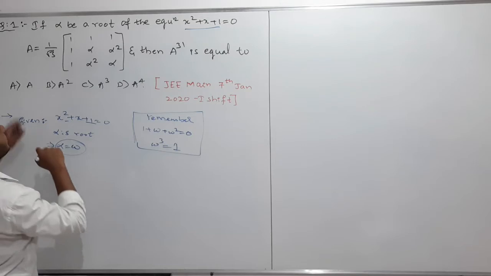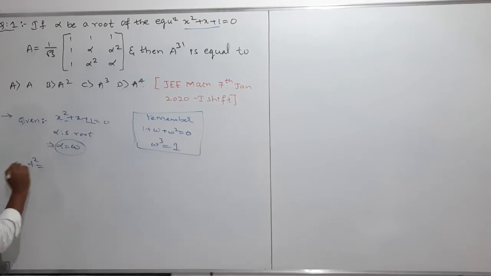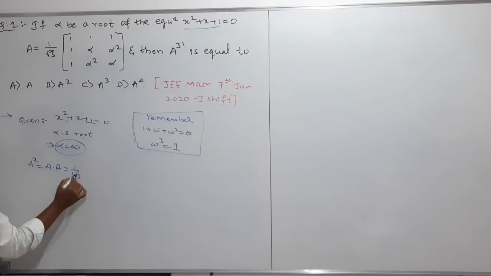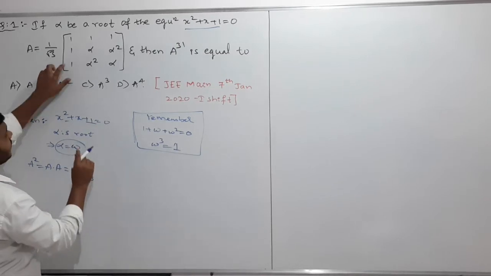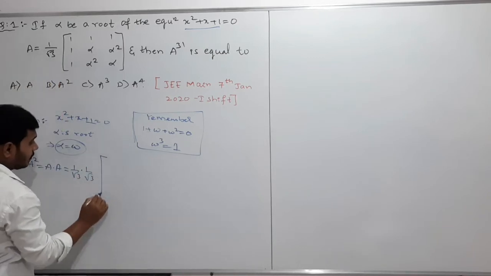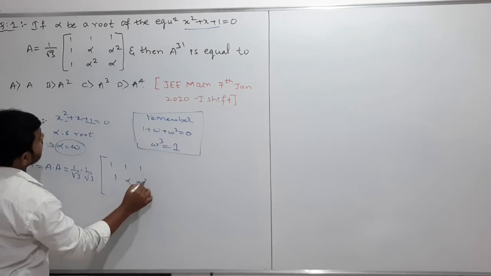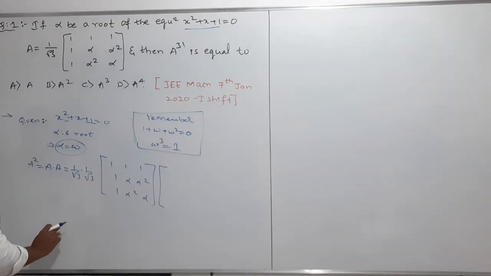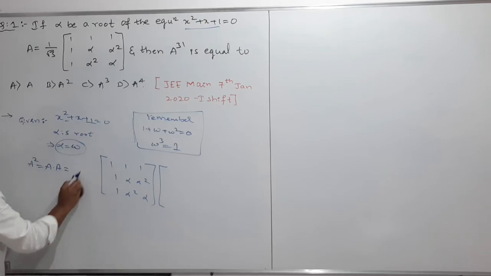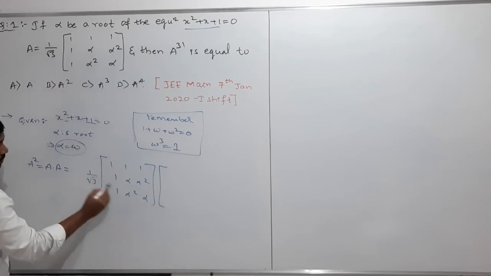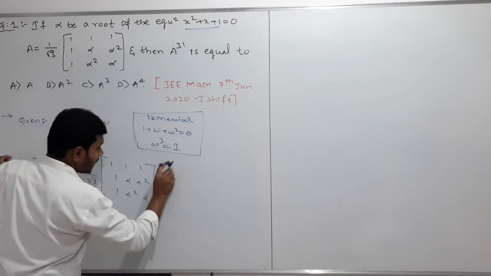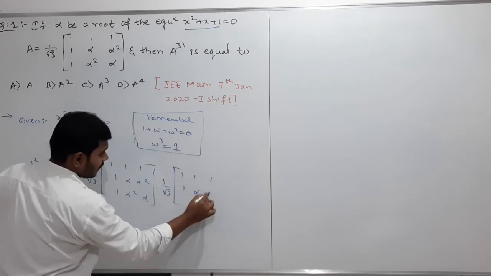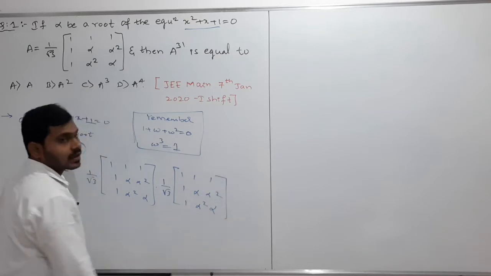Now by using this, I'll check the A square value. To calculate A square, what should I do, my dear students? I should multiply A into A, because I am multiplying two matrices. If you are getting confused, first I'll write it out, because some students may get confused. A is 1 divided by root 3 into the matrix with rows 1, 1, 1; 1, alpha, alpha square; 1, alpha square, alpha. Again the A value is the same. Clear? So now multiply these two.